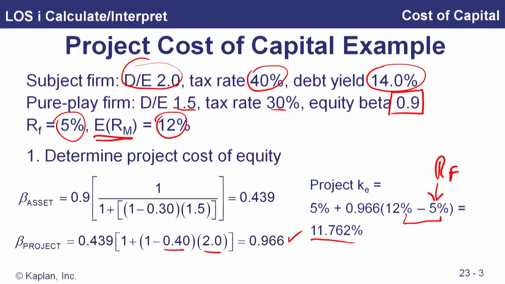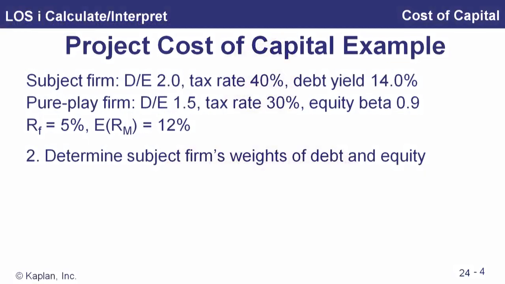And so we get a cost of equity for this project of 11.762%. Well, we've got three digits past the decimal point there. I don't want you to come away with the idea that we're actually measuring things that precisely. This is an estimate.